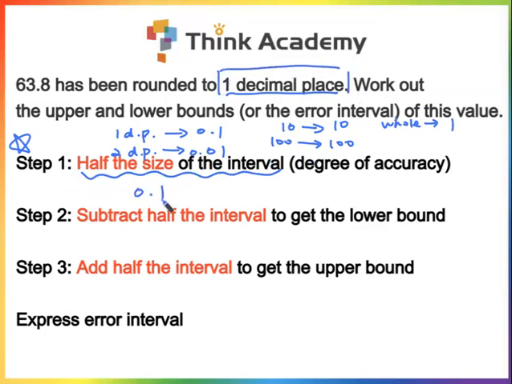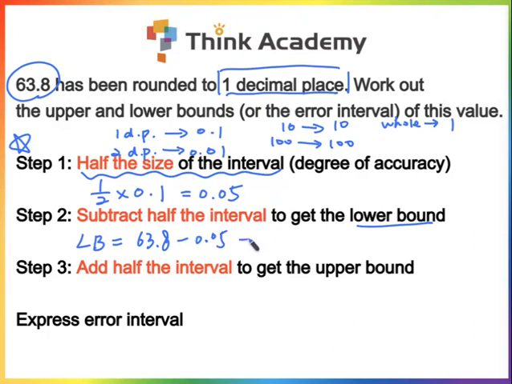So that is 0.1. Your first step is to halve it. If you halve it, that will give you 0.05. This is very important because you're going to use that a lot. Now, to get the lower bound, you use the number 63.8 and take away that half. That will give you 63.75. And this is the smallest number that can round up to this number.